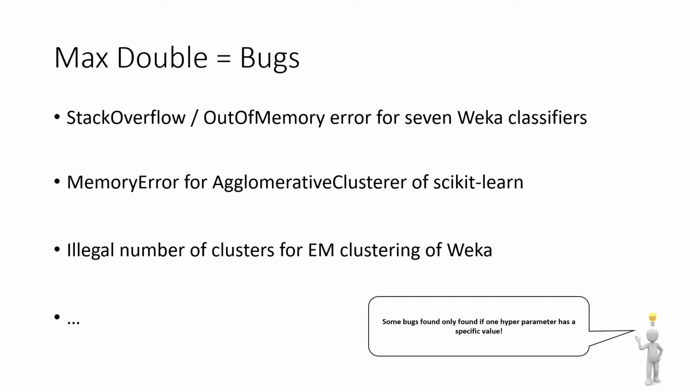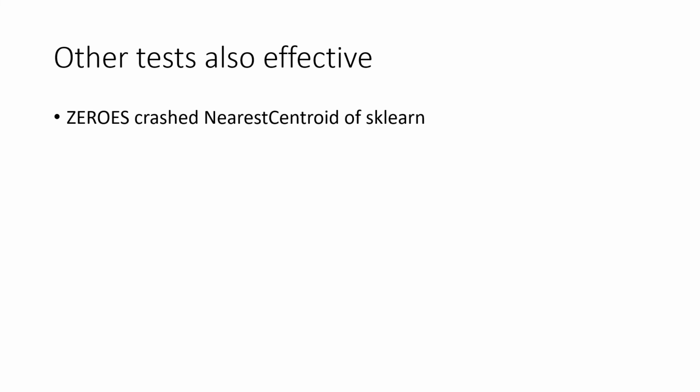One of these bugs, for one of the 7 Weka classifiers, was actually only found for one specific hyperparameter setting. So one flag needed to be activated, otherwise we wouldn't have found this one bug. The other tests were also effective. Not all of them, but we, for example, also found bugs with tests with zeros.